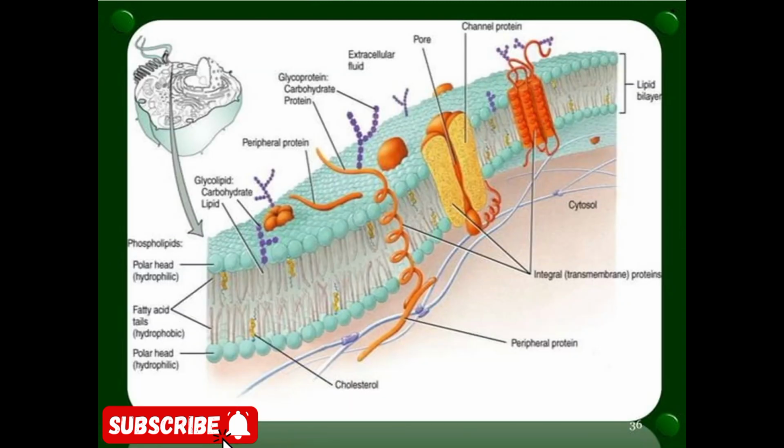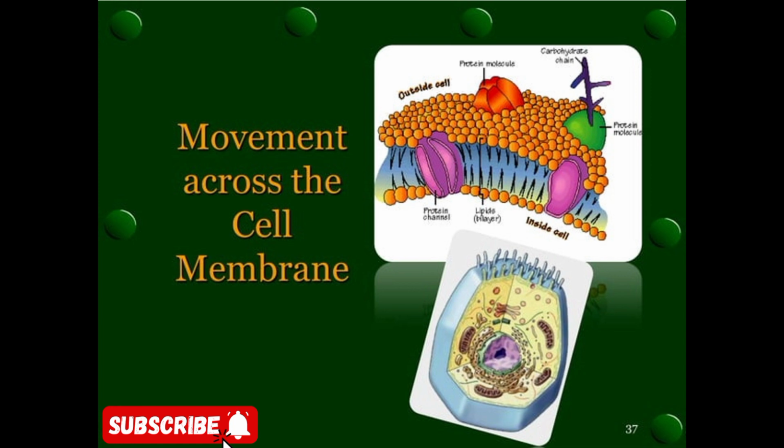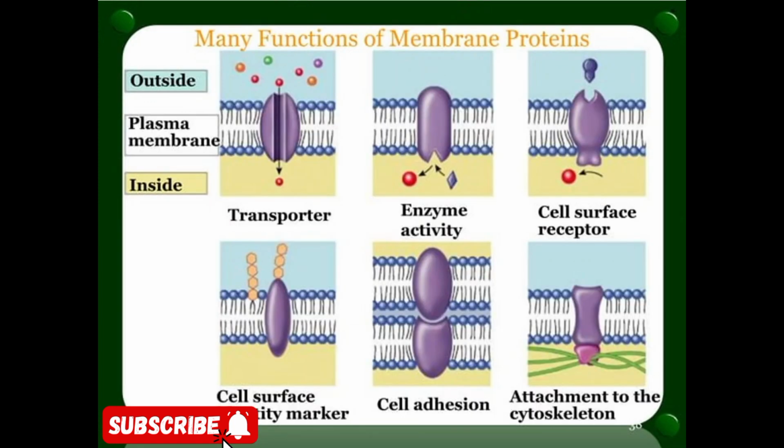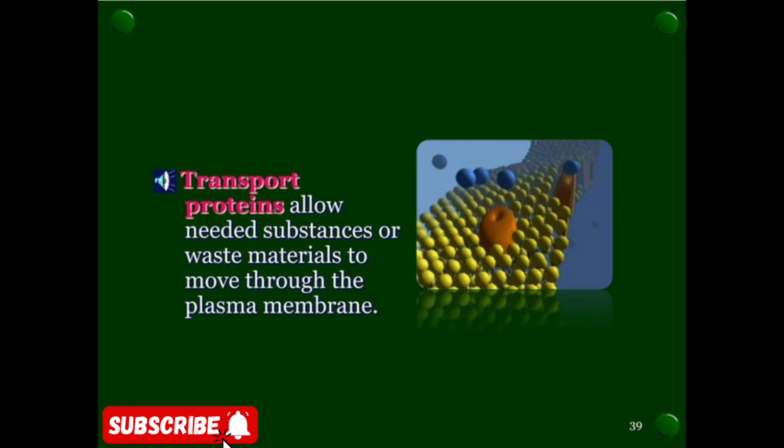This is another extensive and labeled diagram of the plasma membrane. You can read it and understand it very easily. Movement across the cell membrane, from outside to inside, transporter, enzyme activity, cell surface receptor, cell surface identity marker, cell adhesion, attachment to the cytoskeleton. There are various types of functions performed by the protein present in the plasma membrane.